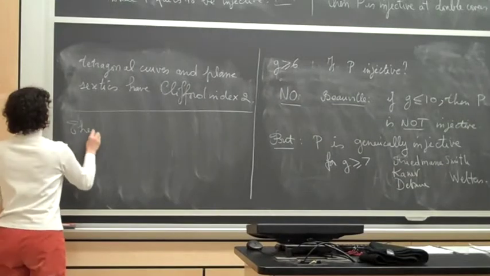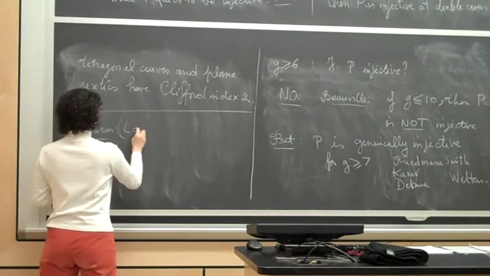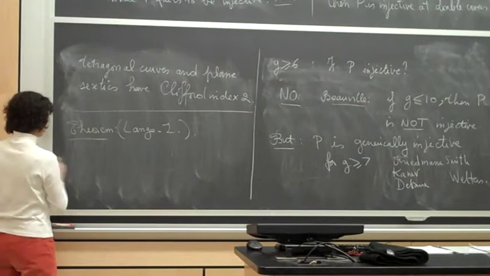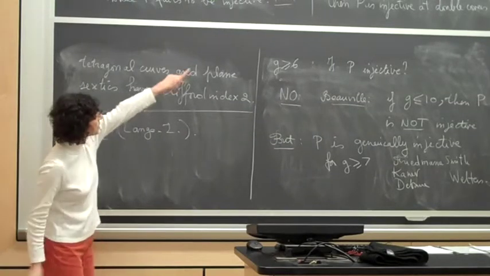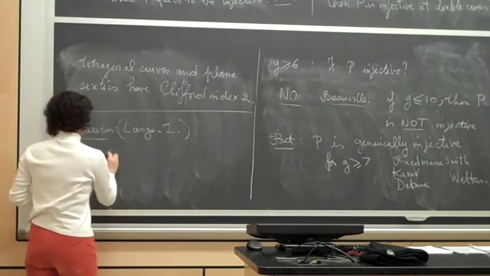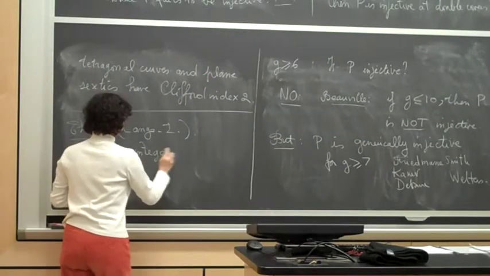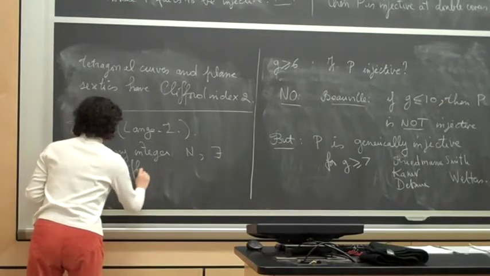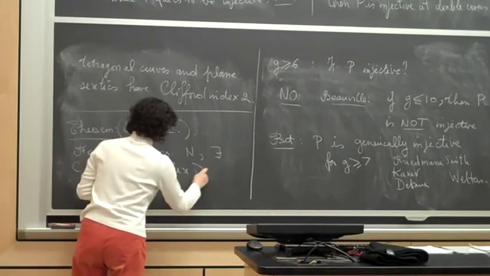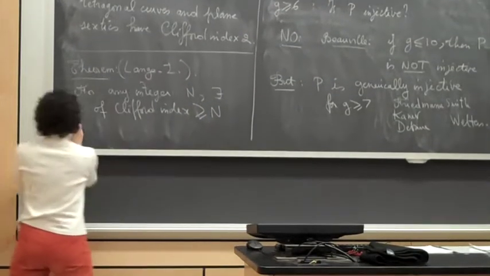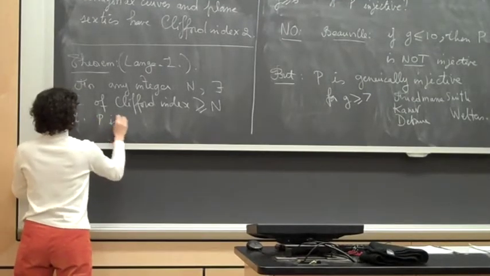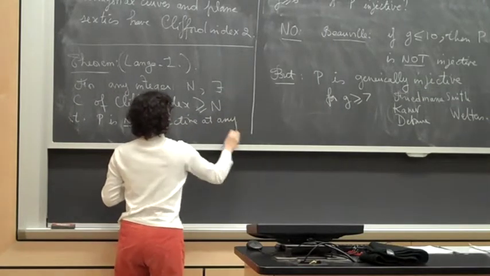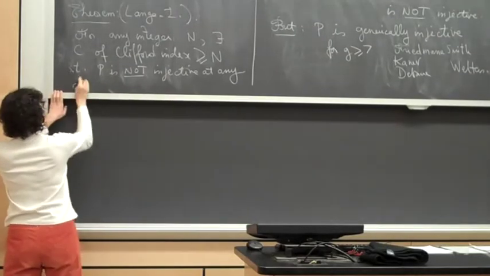It's a theorem due to Lange and myself that the conjecture of Lange-Sernesi is false. For any integer n, there exists a curve C of Clifford index greater than or equal to n, such that the Prym map is not injective at any double cover of C.